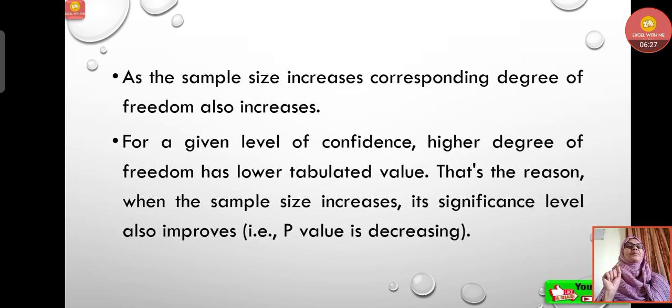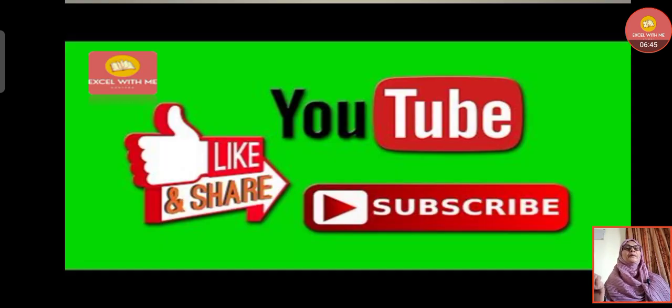Now, as the sample size increases, the corresponding degree of freedom also increases. For a given level of confidence, a higher degree of freedom has a lower tabulated value. That's the reason when the sample size increases, its significance level also improves. That is, the p-value is decreasing.